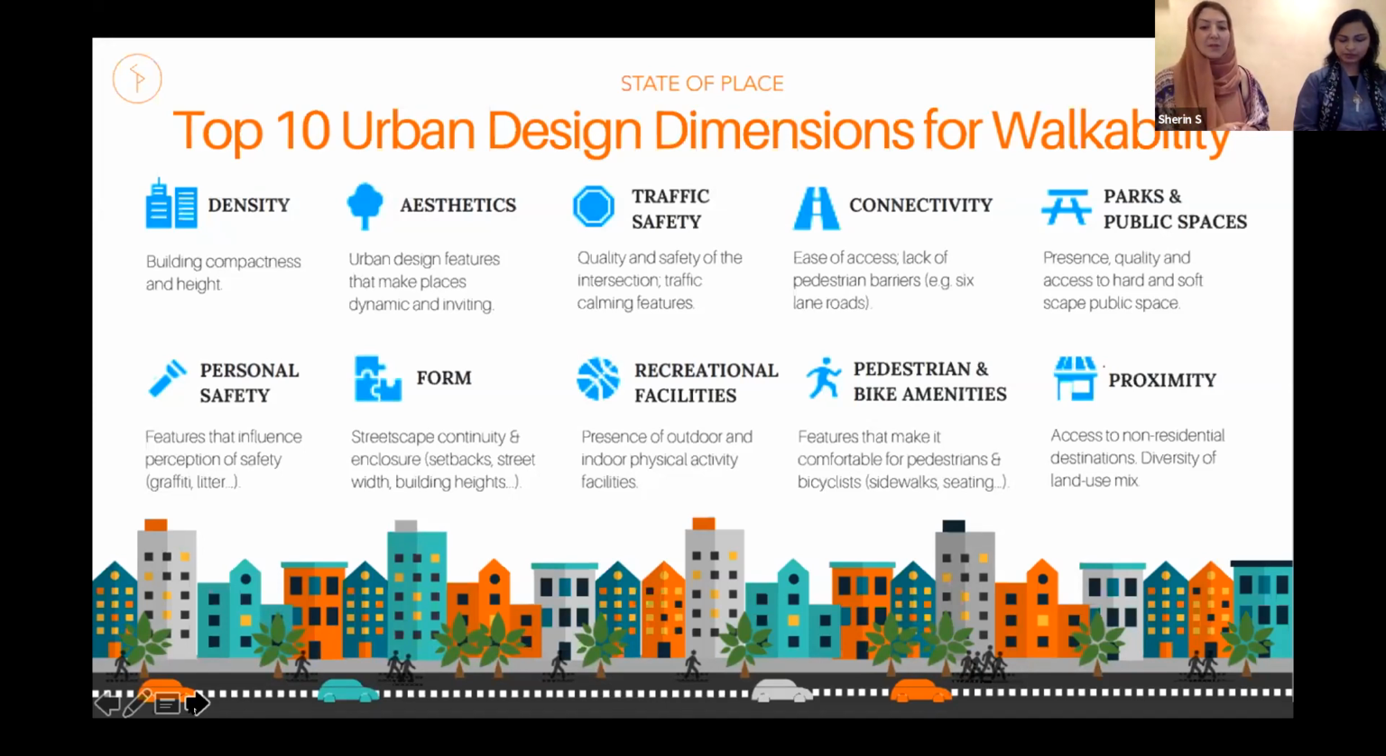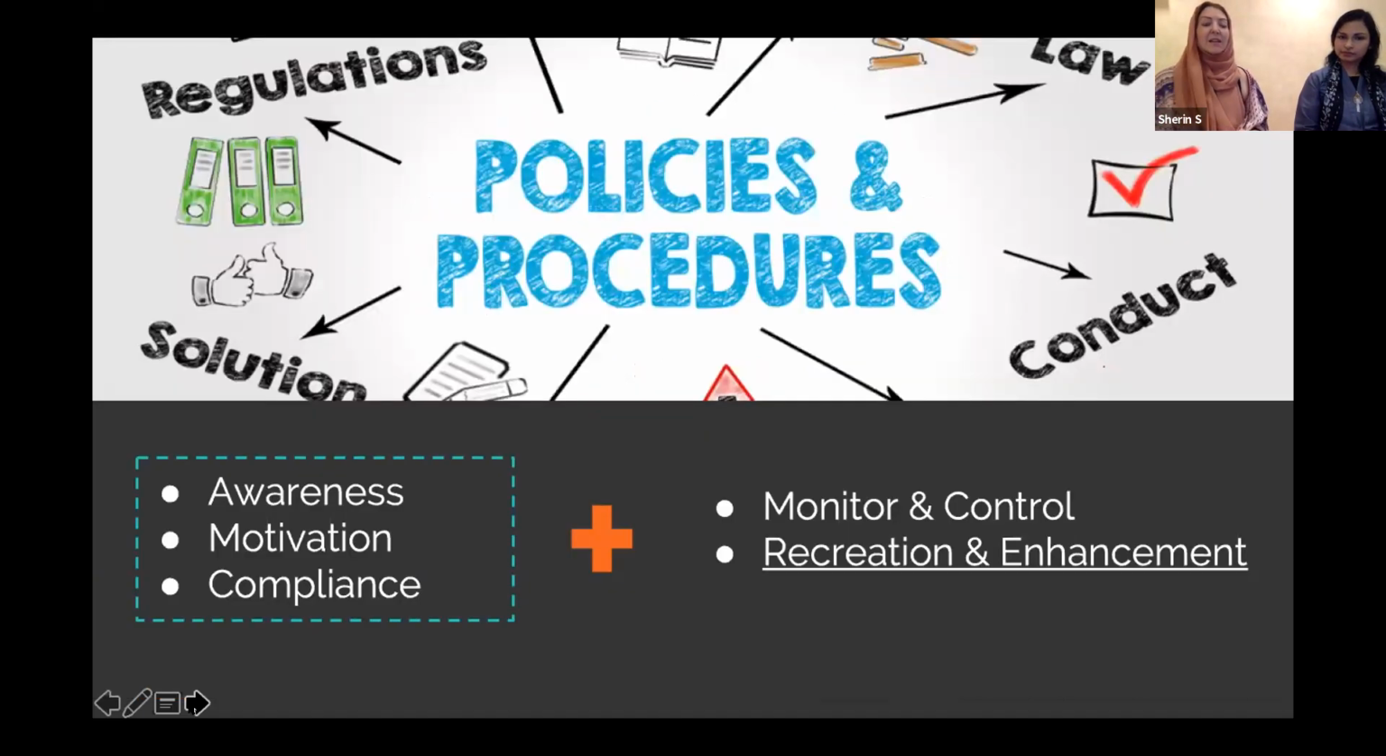We still need personal safety, which is important, pedestrian and bike amenities perhaps. We still need all of these things. It still remains the same. However, we really need to look at how to increase or decrease the capacity of people using them. And in terms of policies and procedures, the government has done a great job doing awareness, motivation, and compliance using the three main frameworks or guidelines in terms of policy. However, they have to continue doing this. They have to monitor and control the situation, and they have to start thinking about how to recreate what was missing, and enhance what was already there in order to accommodate the new needs.